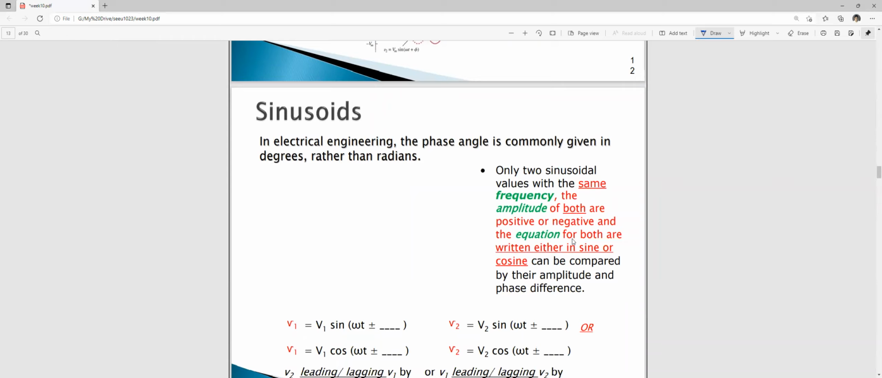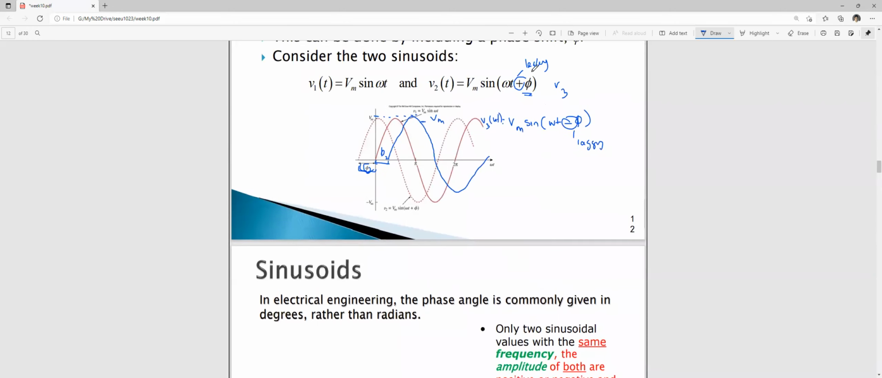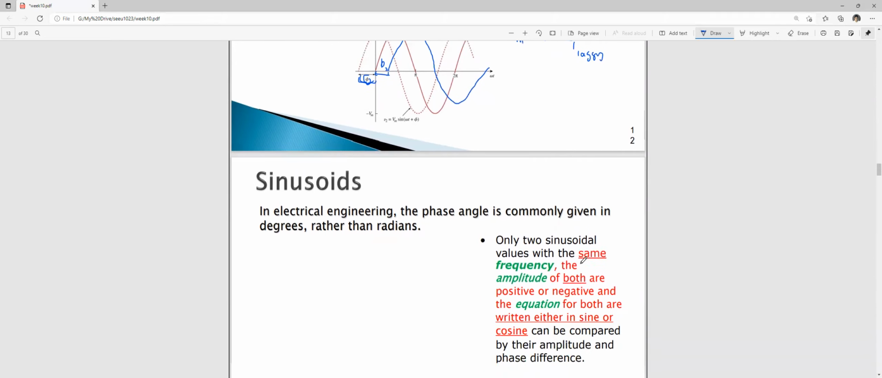Okay, so in electrical engineering, the phase angle is commonly given in degrees rather than radians. In other engineering fields, they prefer to use radians instead of degrees. But in electrical engineering, this phi, the angle difference, the phase angle, is usually given in degrees. So omega t is actually in radians, and phi is in degrees. If you want to sum them up, you need to convert either one into radian or degree form.